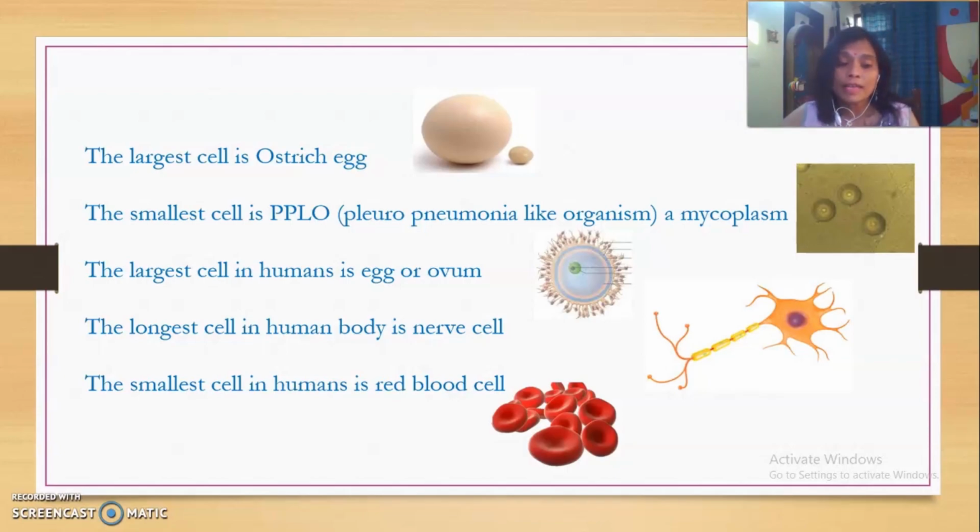Then if I consider the human body, the largest cell in the human body is the egg or the ovum. And the longest cell, I should say, because there is always a confusion. Somewhere you'll also find that the largest cell is the human nerve cell, but actually the human nerve cell is the longest cell. And the smallest cell in our body is the RBC, or the red blood cell.